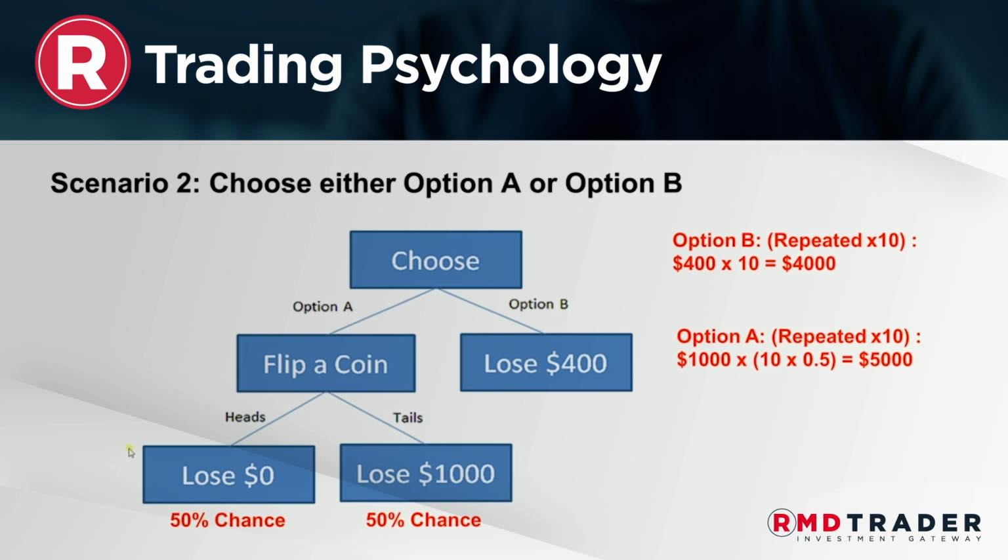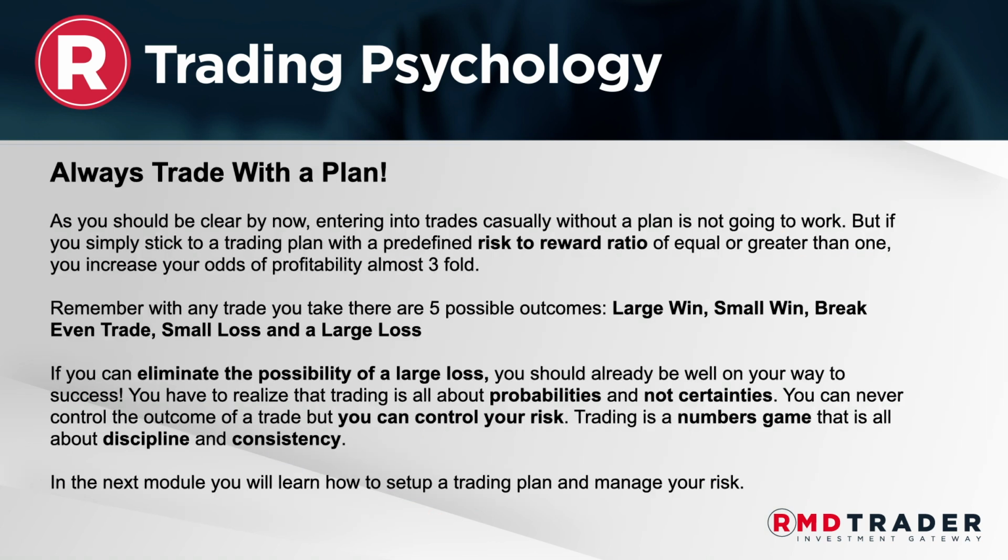So what I'm trying to show you here is that we are faced with certain biases that will negatively affect us if we are not aware of them. So let's move on. The solution to this is that you need to trade with a plan. And as it should be clear by now, entering into trades casually without a plan is not going to work. But if you simply stick to a trading plan with a predefined risk-reward ratio of equal or greater than 1, it will increase your odds of profitability almost threefold. And we will look at the risk-reward ratio in a future module. But for now, I just want you to think about that.